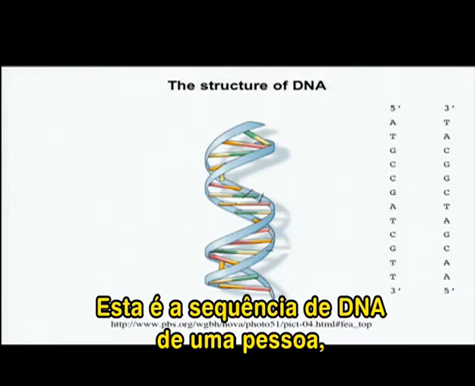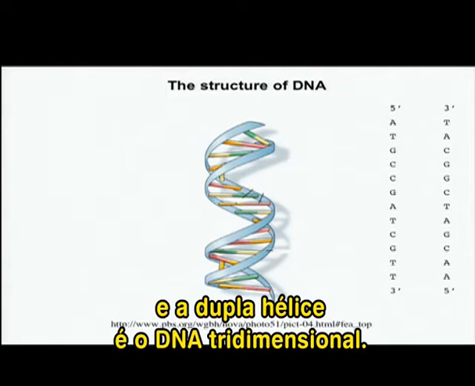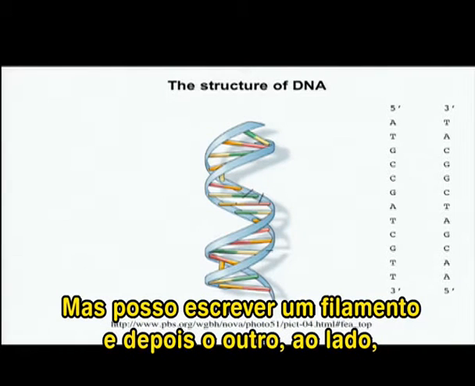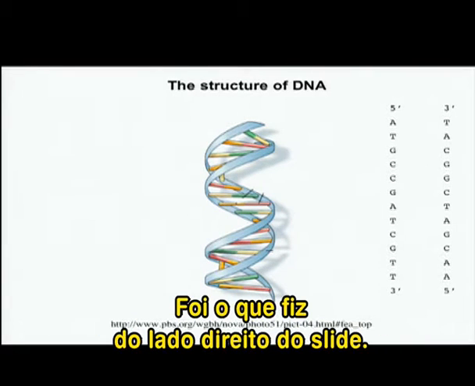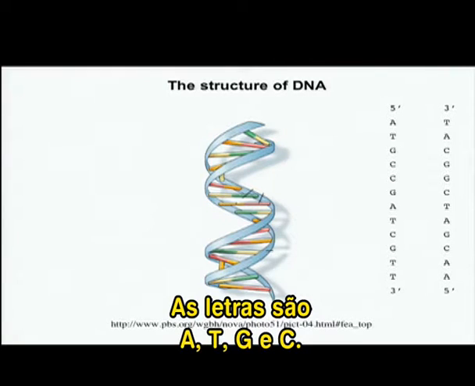So here's a sequence of DNA from a person. The double helix that you see is a 3-dimensional structure of DNA. But I can write out one strand and then write out the other strand next to each other using a series of letters. And that's what I've done on the right-hand side of the slide. These letters are A's, T's, G's, and C's.